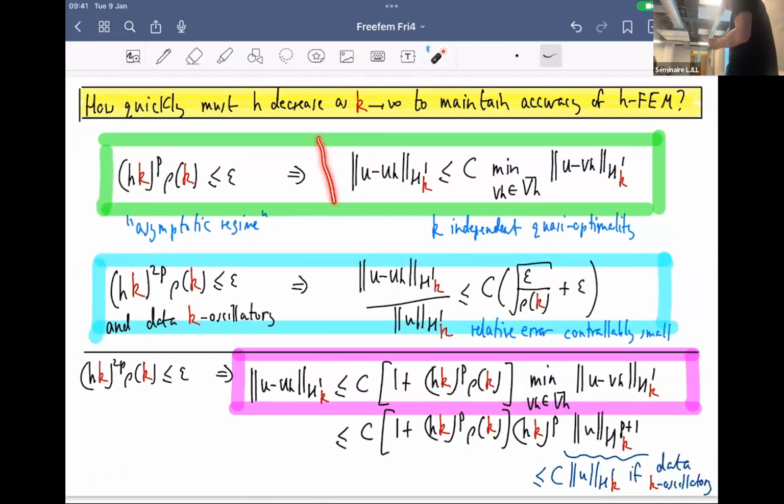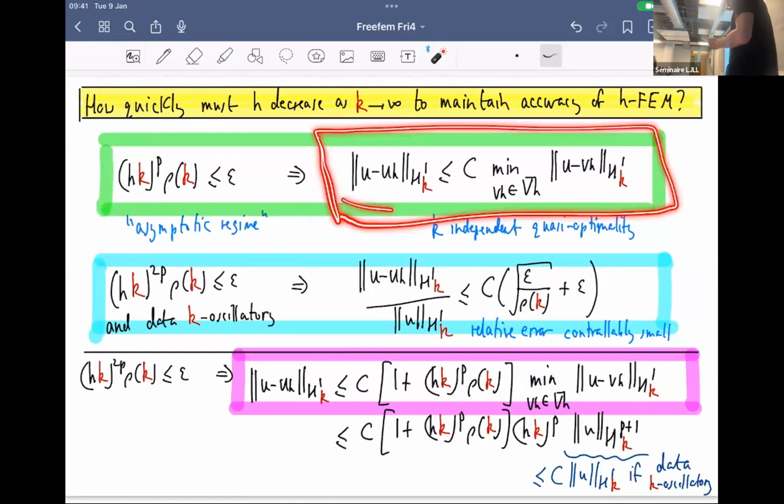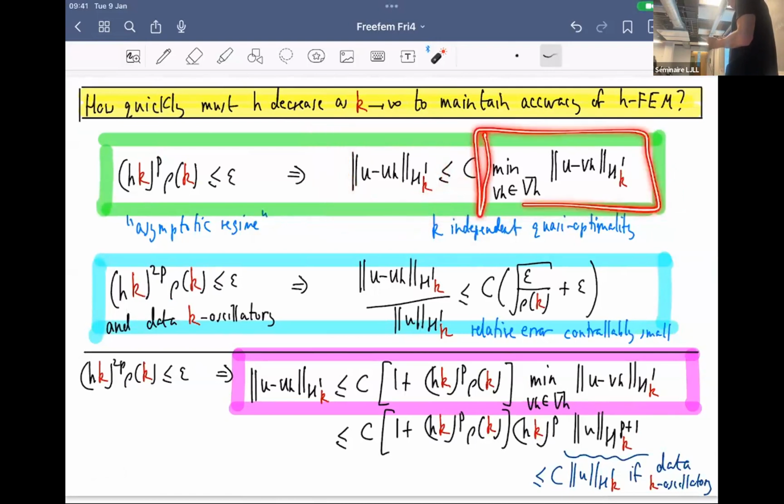The first way of measuring the error is to demand that the Galerkin error, the FEM error u minus u_h, is bounded by a constant independent of k times the smallest possible error in approximating u in the space. If the FEM error were the smallest possible error, the method would be optimal, but being bounded by a constant times that error is known as quasi-optimal. So a natural requirement is to ask for this k-independent quasi-optimality.